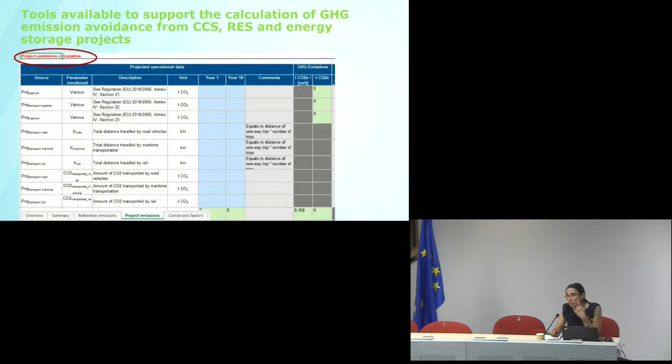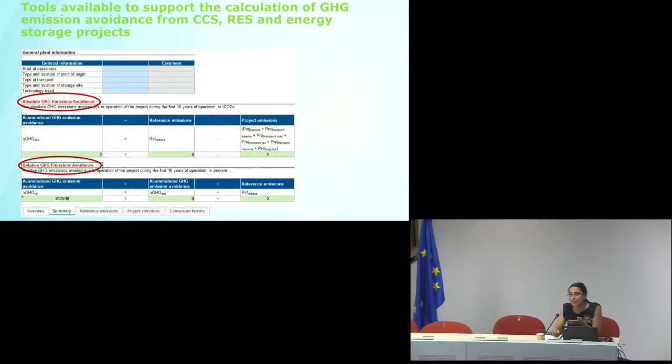And then once the template is refreshed, the calculations are made in the green boxes, and they are automatically calculated. Hopefully it works. In the summary tab, you can check whether the absolute greenhouse gas emission avoidance and the relative greenhouse gas emission avoidance are calculated correctly. So we also advise projects in the energy intensive sectors to use, to the extent possible, this same structure, because this will also help the evaluation.